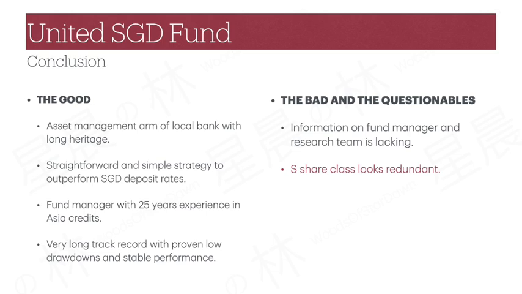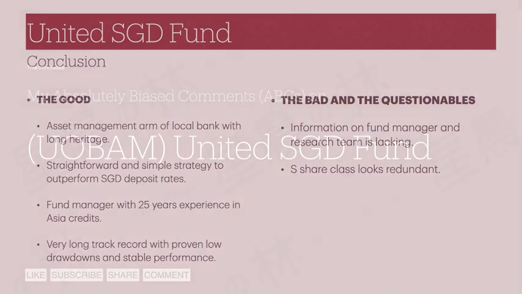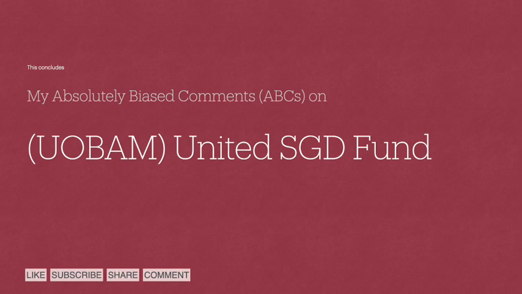Another not so critical thing is the S share class that looks rather redundant, as it is paying just 1% more than the A share class in terms of distributions, and moreover, the payout yield is not sustainable by the portfolio yield. All things considered, I think the United Sing Dollar Fund is a decent pick for investors who are looking for a solution that gives that slightly more returns than a normal Sing Dollar fixed deposit, and without needing to take on too much more risk and volatility. This concludes my absolutely biased comments on the United Sing Dollar Fund.